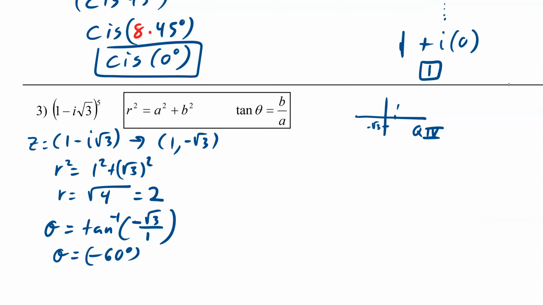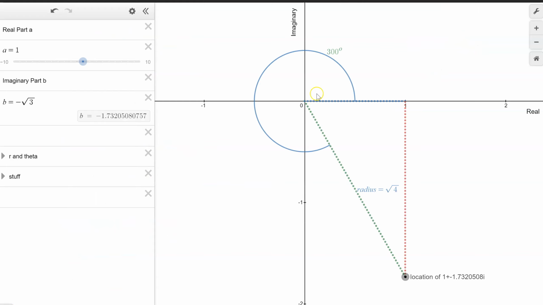But again, I want to keep this in the positive area. So negative 60 plus 360 is 300. Because I want to make sure that we stay in quadrant 4. So we know that our new point is 2 cis 300. And so that's our radius of 2 and our angle of 300. So we know we are in the correct location here, right there. Everything is good. And so we can even check it in Desmos.